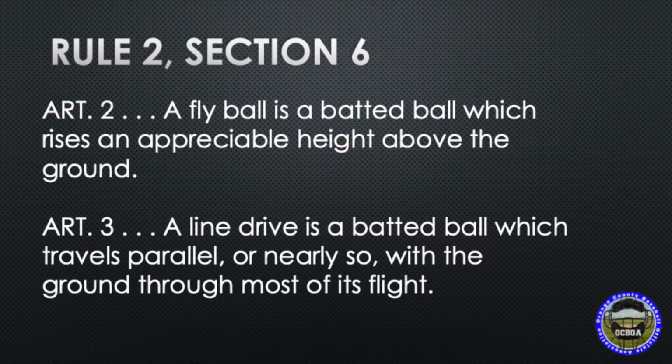So in thinking about the last couple of plays, the rule book actually does give us some guidance here, where it defines what a fly ball is and what a line drive is. So a fly ball is a batted ball which rises an appreciable height above the ground, which of course is going to be judgment by the umpire. A line drive, I think, is a lot more clear because it's a ball which travels parallel, or at least nearly so, with the ground through most of its flight.